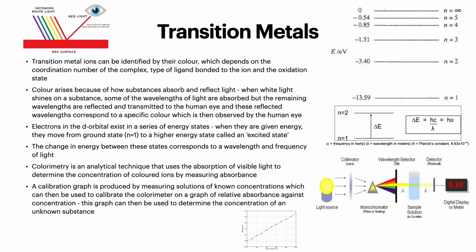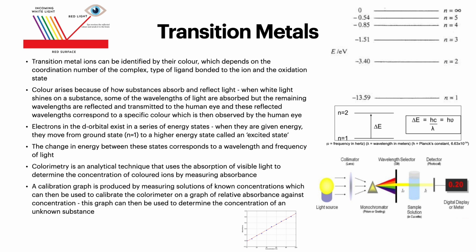Now, transition metal ions can be identified by their colour, which depends on the coordination number of the complex, type of ligand bonded to the ion, and the oxidation state. Colour arises because of how substances absorb and reflect light, so you can see how this works in the top left corner. So when white light shines on a surface, some of the wavelengths of light are absorbed, but the remaining wavelengths are reflected and transmitted to the human eye, and these reflected wavelengths correspond to a specific colour, which is then observed by the human eye.